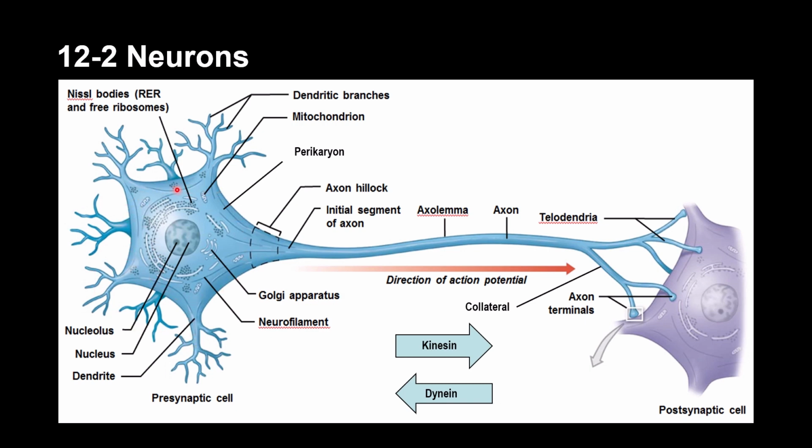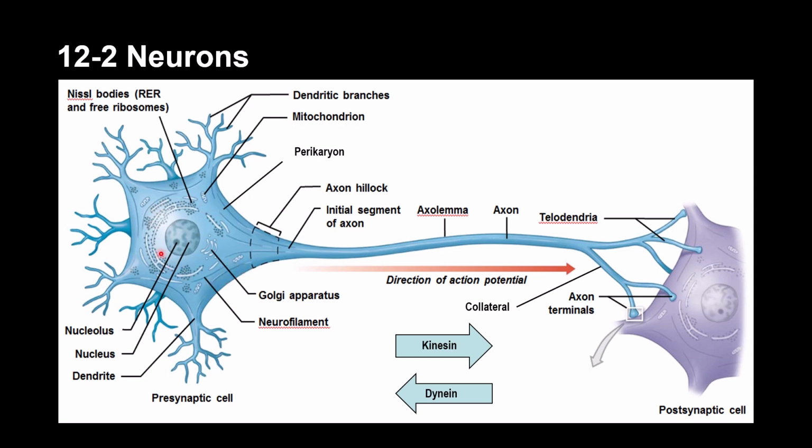Okay, so the cell body is called the soma, and it contains a nucleus and nucleolus, very active. It also contains rough endoplasmic reticulum, and it has a lot of free ribosomes. So the combination of these two together under a microscope looks darker, and these are called Nissl bodies. So this dark area contains RER and free ribosomes. It also has Golgi apparatus, and there are also other filaments like neurofilaments and neurotubules.